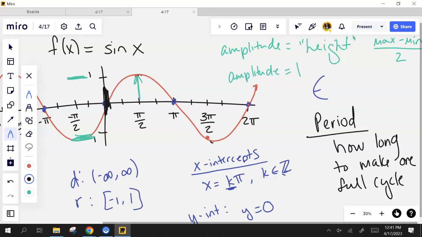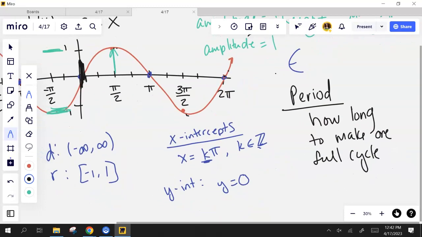Because it's 0 up, 0 down, 0, and then it repeats again. 0 up, 0 down, 0, repeat. Are y'all following me? So the period on this is 2 pi. And if you think about it in terms of the circle, it makes sense because you loop all the way around the circle and then everything just starts back again and back again.